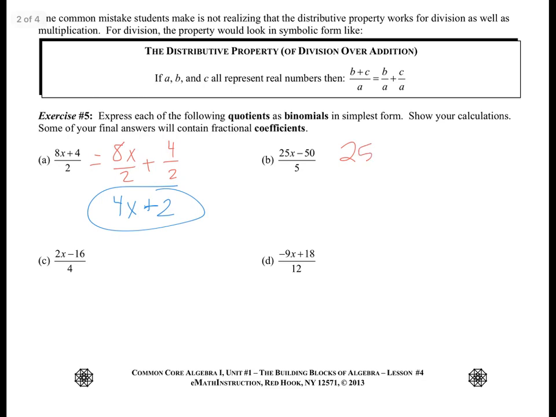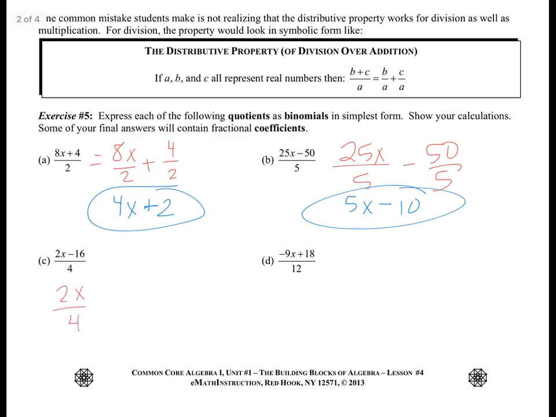Next, 25x divided by 5 minus 50 divided by 5. Well, 25x divided by 5 is 5x. 50 divided by 5 is 10. Then we have 2x divided by 4 minus 16 over 4. Remember in the beginning it did say that you will have fractional coefficients. So 2 over 4 reduces down to 1/2 x, and 16 divided by 4 is 4.